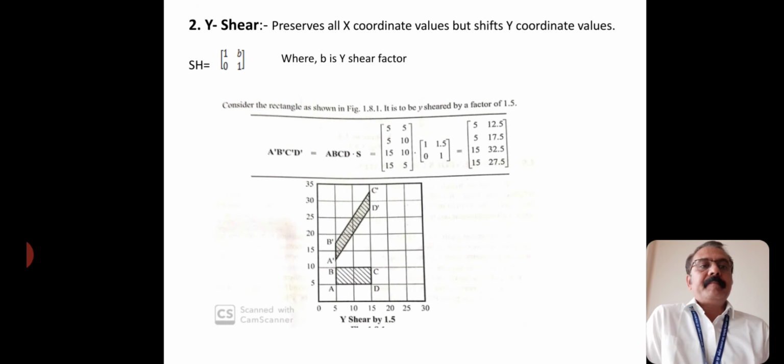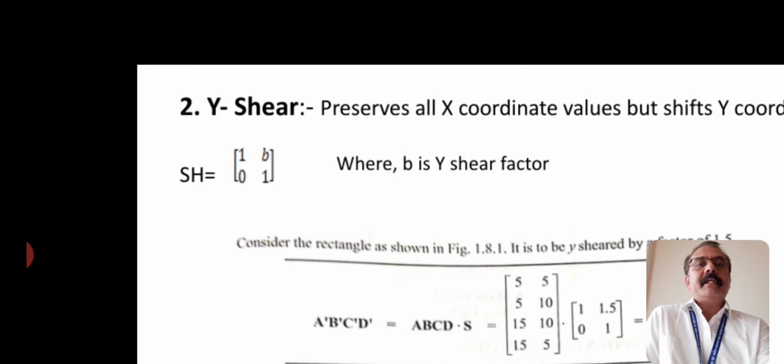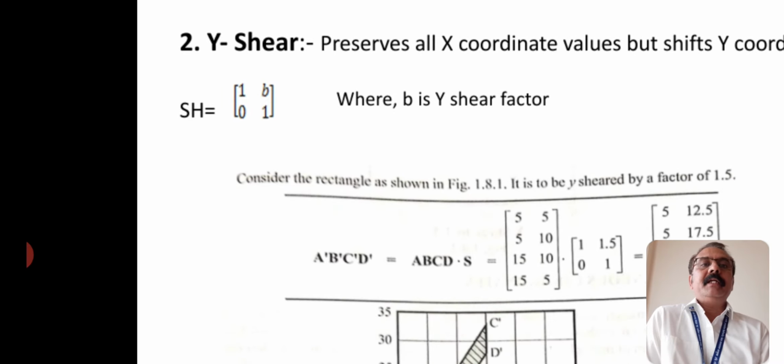Now next is Y shear, exactly opposite to the X shear. Y shear preserves all X coordinate values but changes or shifts the Y coordinate values. The shearing matrix for Y shear is 1 B 0 1, where B is the Y shear factor.